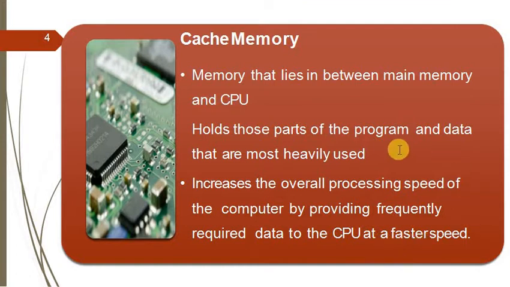So, this cache memory lies between the main memory and the CPU. In the memory hierarchy, cache memory is at the top level. Its overall processing speed is very fast. That is the cache memory.